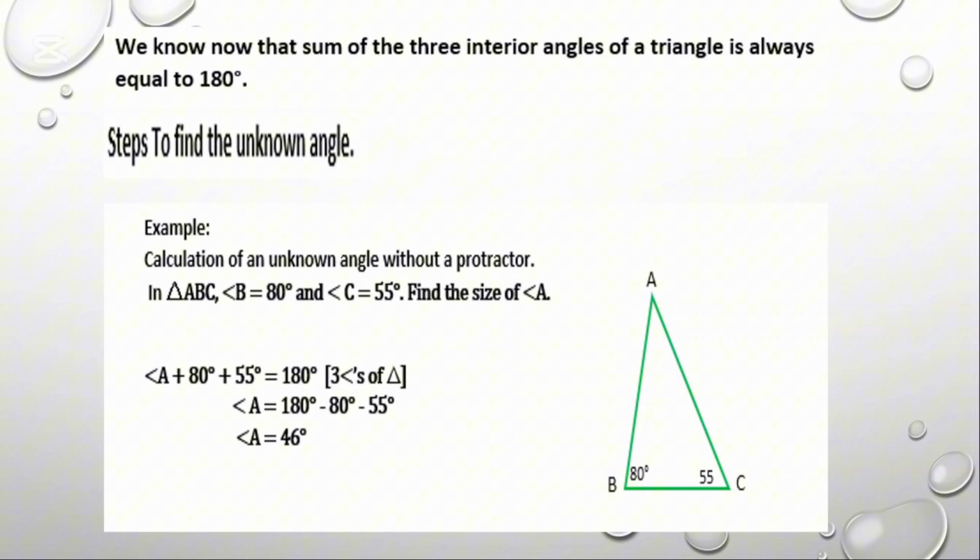So we know now that the sum of the three interior angles of a triangle is always equal to 180 degrees. So here I have the steps again to find the unknown angle. In this figure over here, this is our unknown angle. This 80 is the given angle, 55 is the given one. So calculation of an unknown angle without a protractor. In triangle ABC, we can see now angle B is 80, C is 55 degrees. So find the size of angle A.